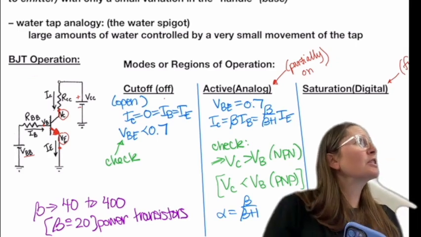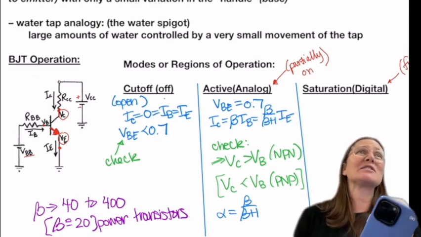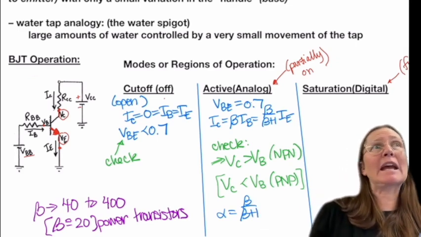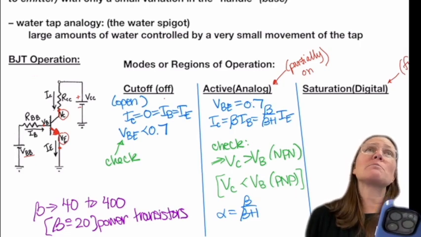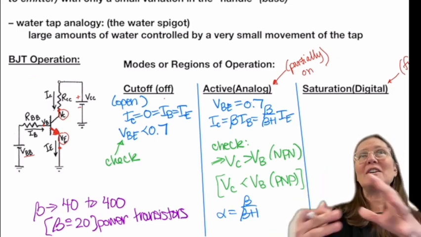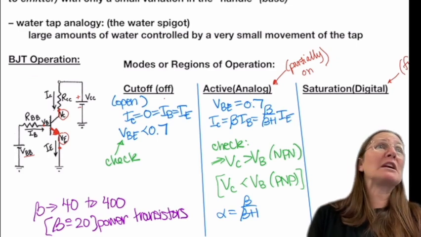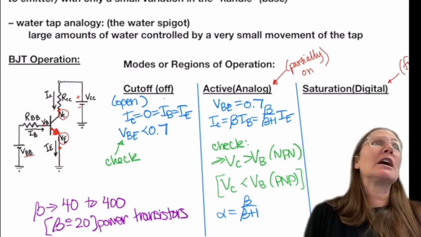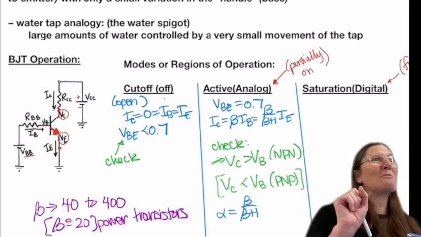Typically, if we don't know something, we make an assumption. So 100 is common; I use 99 because that's even easier, 99 plus 1 is 100. So you can make an assumption when you use a hand calculation. To find what beta actually is, you would have to go measure it in the lab, because for a batch of transistors that you may just buy, they're going to vary from batch to batch. One of them may be 40, one of them may be 400. They're going to vary each time they are made, and so you would have to actually measure them specifically.